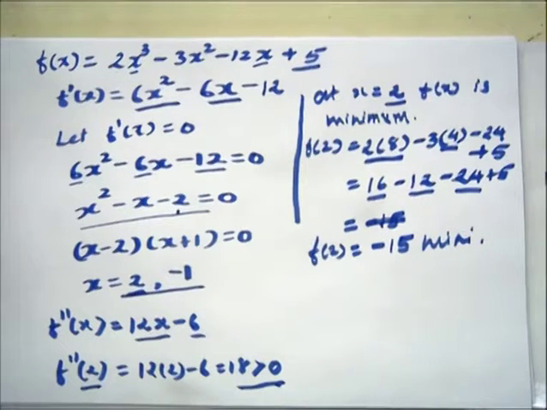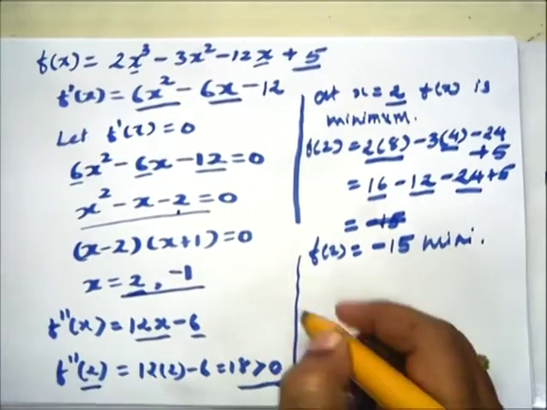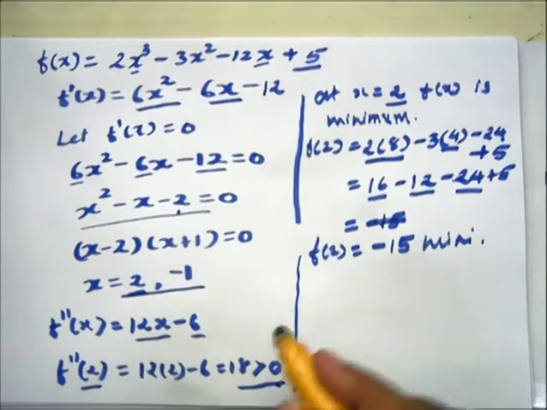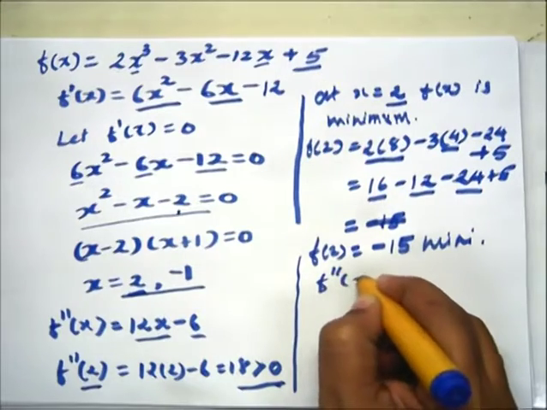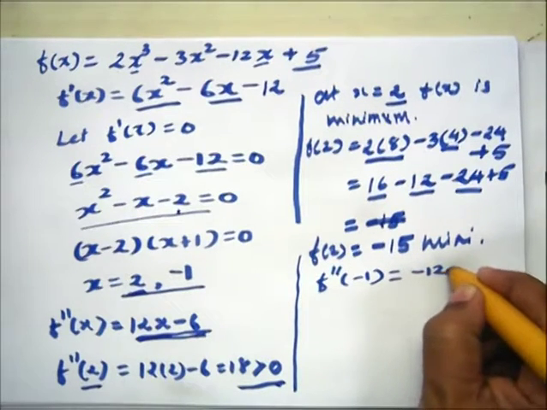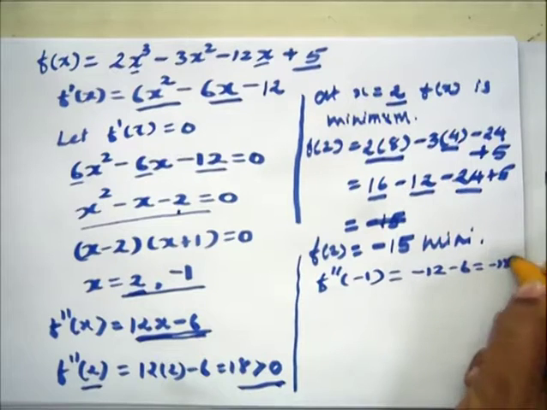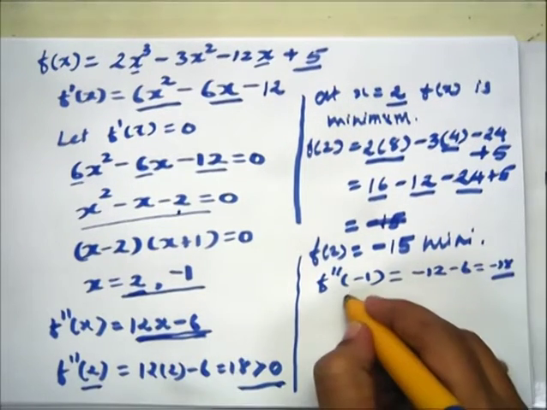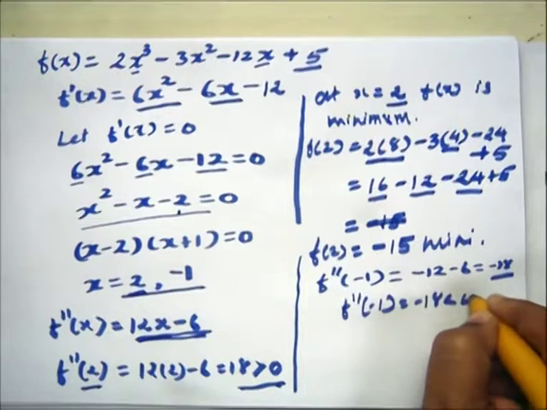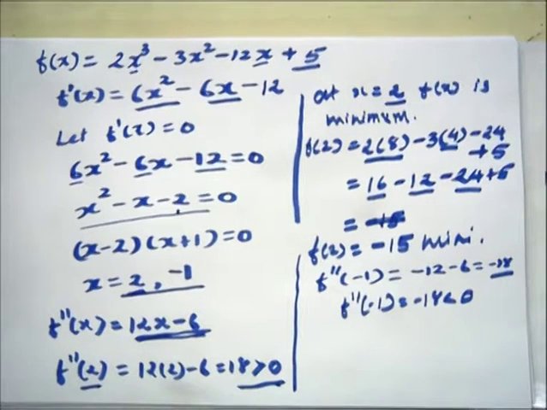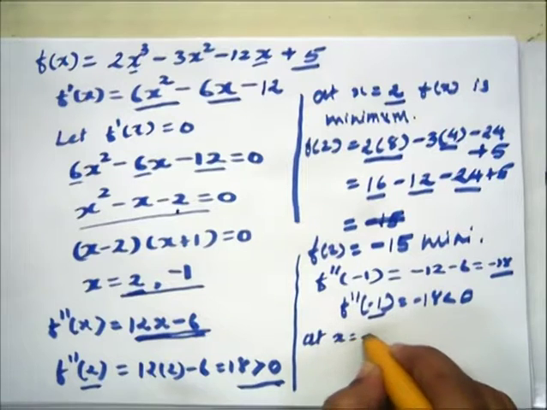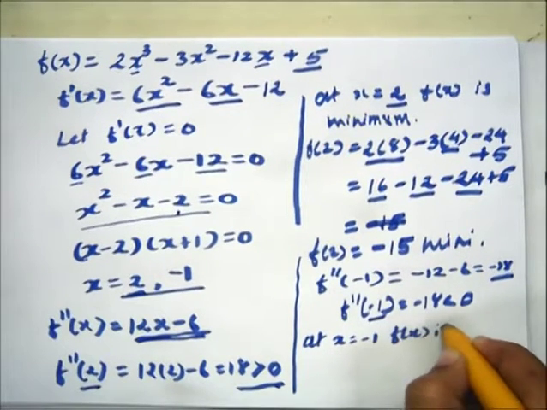Now we are interested in the maximum value of the function. For that we put x is equal to minus 1 here. So if we put x is equal to minus 1 in f double dash, it is minus 12 minus 6, which is minus 18, right? It means f double dash of minus 1 is equal to minus 18, which is less than 0. So at x is equal to minus 1, the function is maximum.